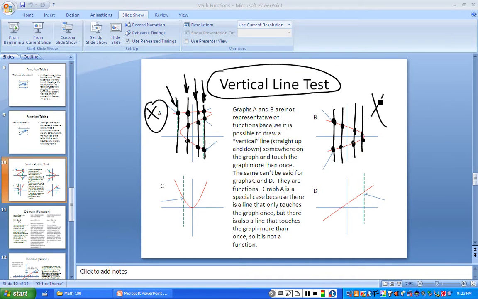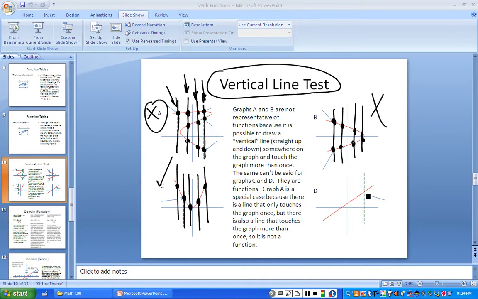Alright, let's look at C. I drew a vertical line right here. I touched the red line right there one time. Well, let's say if I draw one right here, I touch it one time. What about right there? One time. Here, one time. Here, one time. So it doesn't matter where I draw my vertical line, I'm only able to touch it one time with each individual vertical line. So this one actually checks out. This is a function, alright? This does represent a function, so that one is fine.